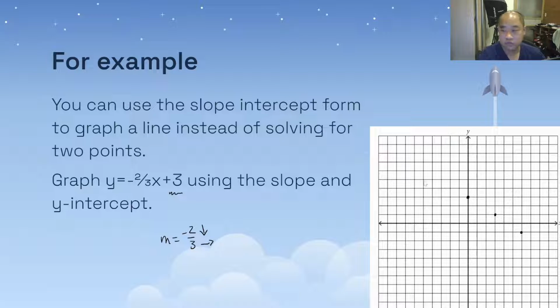Then we will just draw ourselves a line, just like that. Remember, when you draw a line, you should put the little arrows on the end to show that it goes on forever in both directions. There you have it.